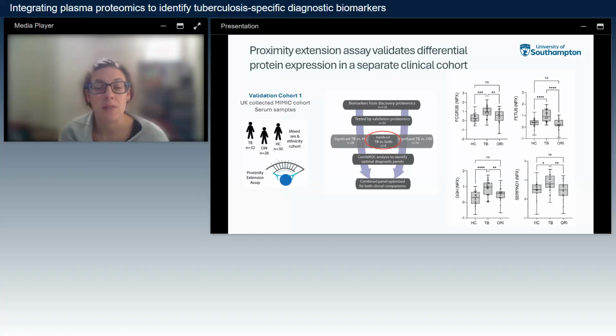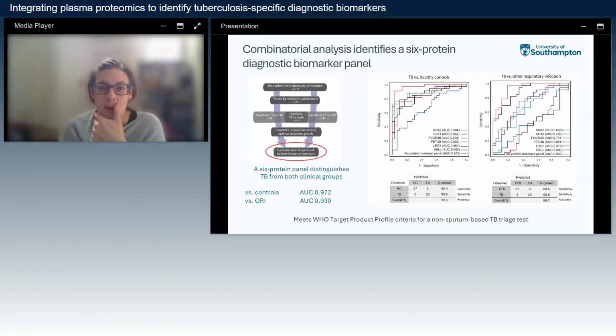This was a really exciting finding, because often all these proteins are host protein markers, and whilst they can be sensitive, specificity can be challenging. So this was really exciting. I then took forward these proteins and tried to investigate combinations of proteins that might be diagnostically useful.